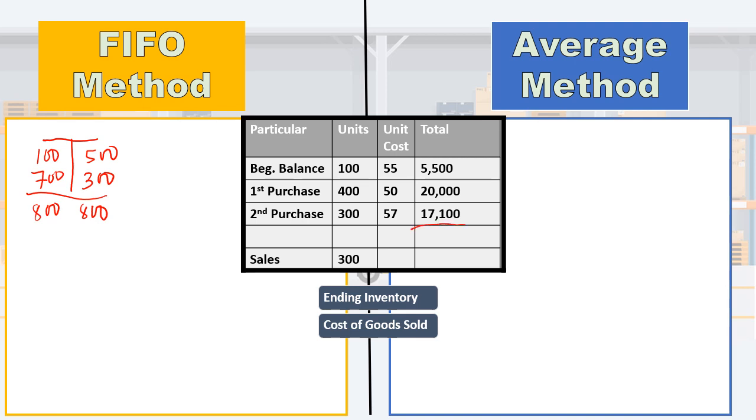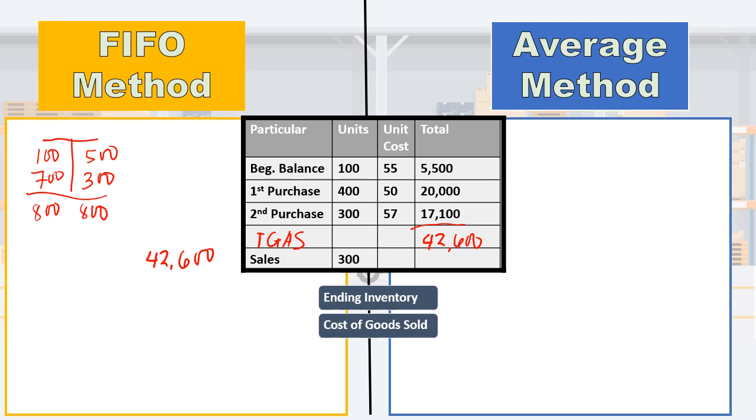So kuhain ko lang yung calculator. So meron tayo dyang 5,500 plus 20,000 plus 17,100. So ang total natin ay 42,600. So ang tawag po natin dito ay total goods available for sale. So meron tayo dyang 42,600.